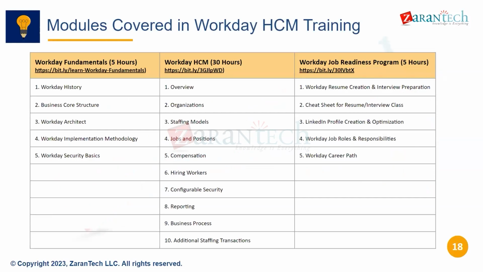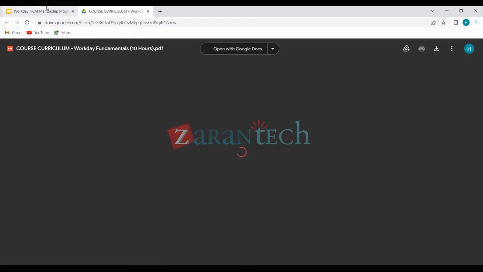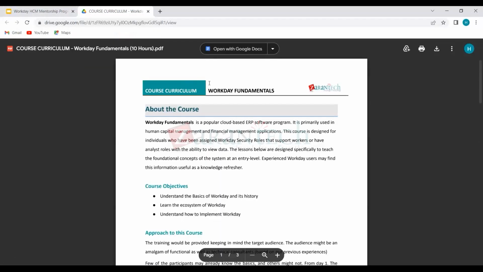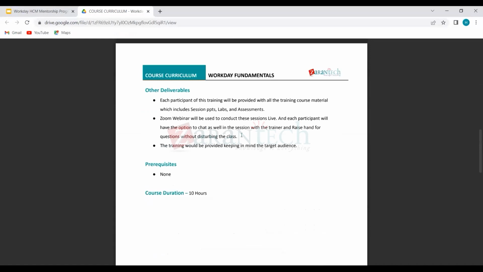And let's look at the modules covered in this particular training. We have a Workday fundamentals training for 5 hours, where we will talk about the Workday history, the business core structure, Workday architecture, the Workday implementation methodology, and the Workday security basics. Let's look at this particular link, where you will have the Workday fundamentals. These are the course curriculum which we will be following going forward.